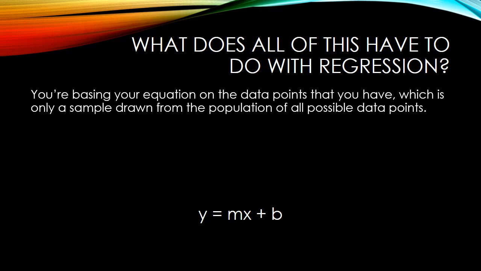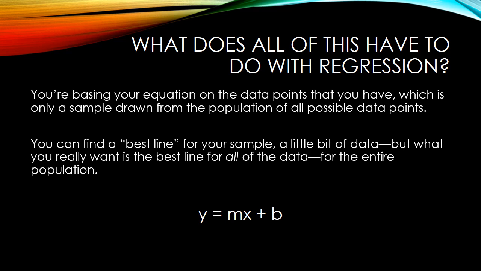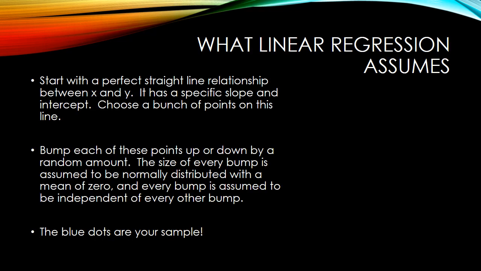We're going to use our sample to find the best straight line through our set of data points, but we're actually looking for the best straight line through all of the data for the entire population. So the m and b that we find are only going to be approximations of the actual values of m and b for all the data. And that's the job we have to do. It goes something like this.